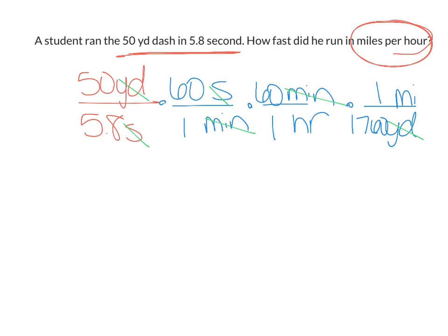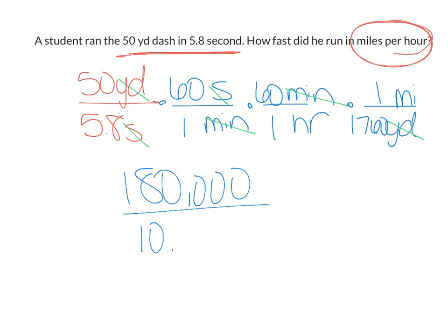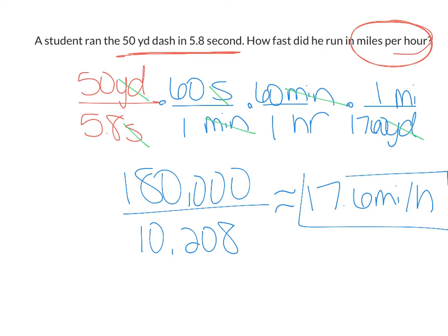Then we just need to figure out the number part. I would take 50 times 60 times 60, and that should give me 180,000. And we're going to divide that by 5.8 times 1,760, which gives me 10,208. And then finally, if I divide those two numbers out, we're going to get around 17.6 miles per hour.